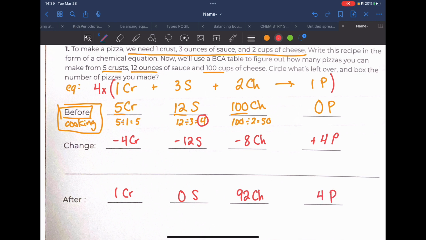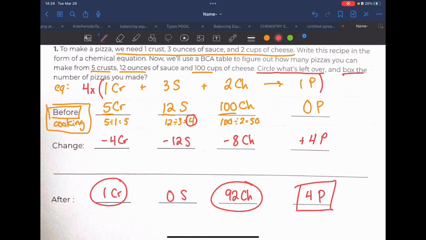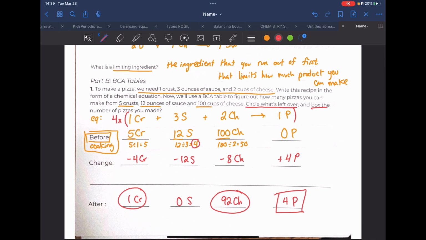0 plus 4 is 4 pizzas. My instructions here say to circle what's left over, so I'm going to circle my 1 crust that's left over and my 92 cups of cheese. And it says box the number of pizzas we made. There we go, 4 pizzas. And that is number 1.